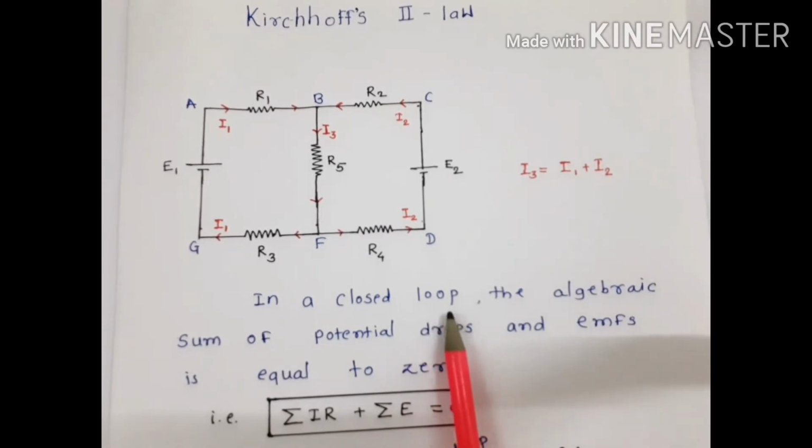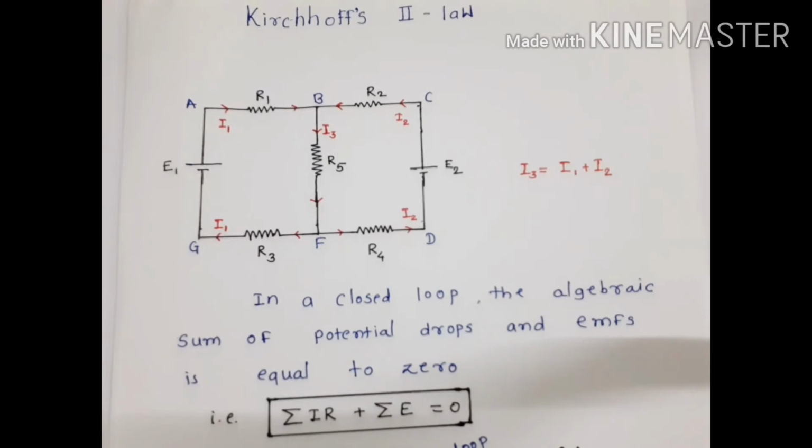In a closed loop, these words are very important, in a closed loop, the algebraic sum of potential drops and EMFs is equal to 0. The mathematical statement of Kirchhoff's second law is summation of current into resistance plus summation of EMF is equal to 0. That means the algebraic sum of potential drops and EMFs is equal to 0.